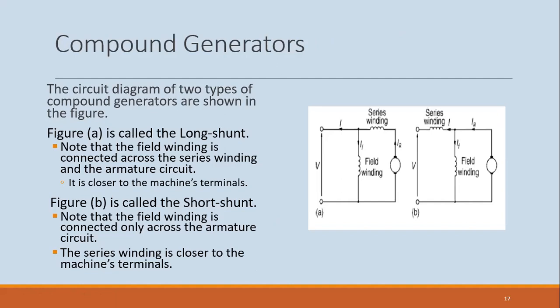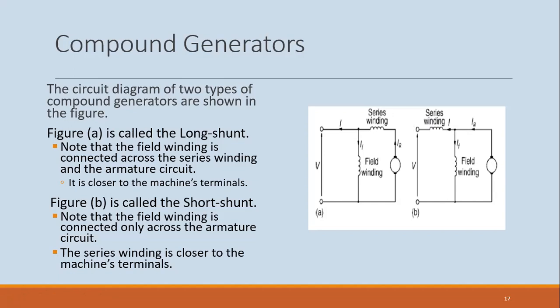And then this is the compound generator, where you can have both a series winding in series with the armature, and then you have the field winding here. So this is one type of shunt. This is called a long shunt. And this is another shunt where the series winding is moved from this position to here, and the field winding is directly across the armature. So this will be the short shunt.